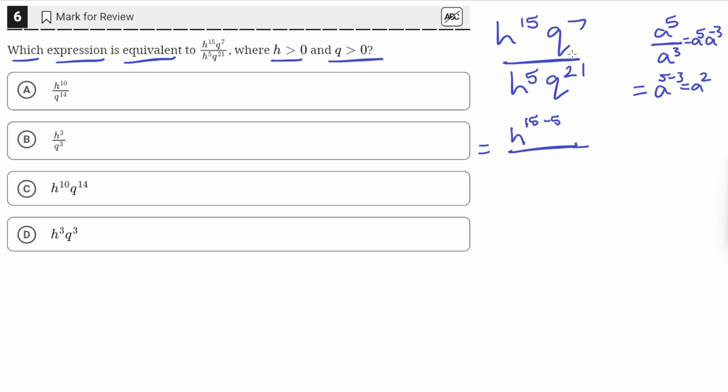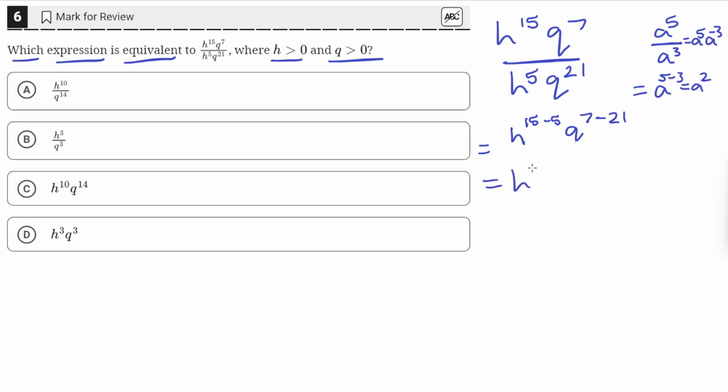Now what about the other side? We see that we have q raised to the 7th divided by q raised to the 21st. So this would be equal to q raised to the 7th minus the 21st. And that gets rid of the q in the denominator. So that means we can get rid of this fraction line here. So we're left with h raised to the 15th minus 5 times q raised to the 7th minus 21.